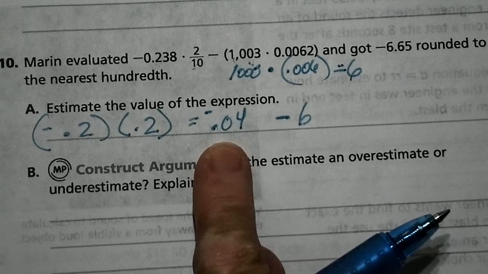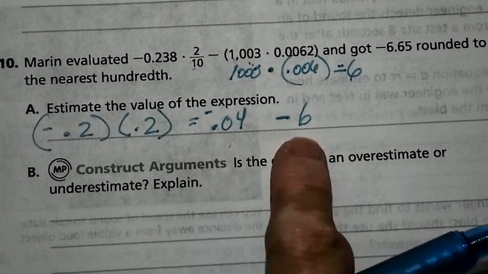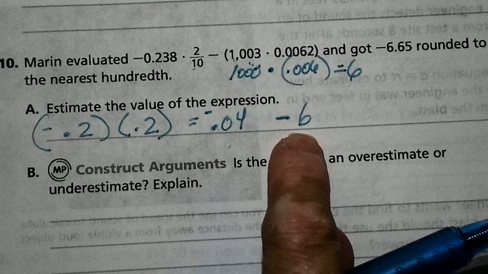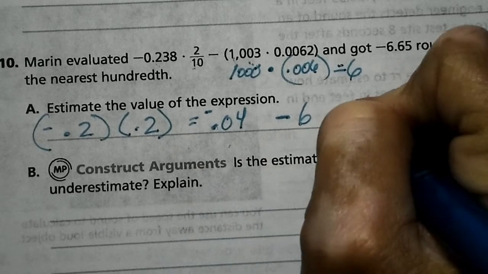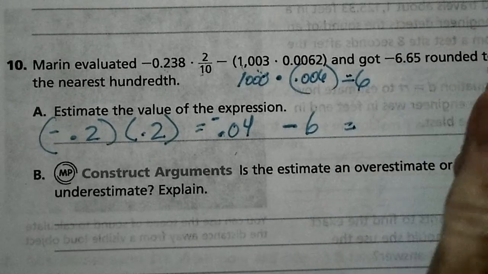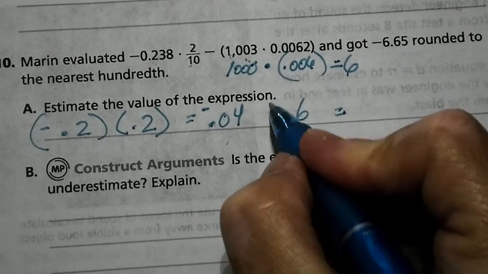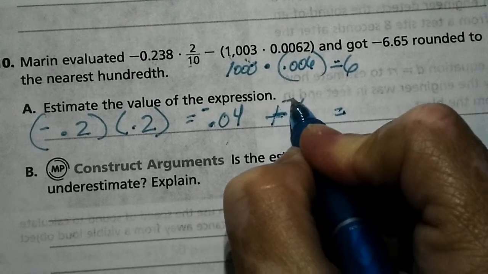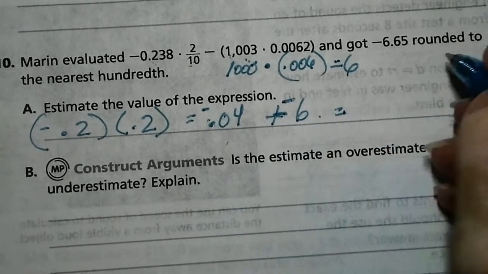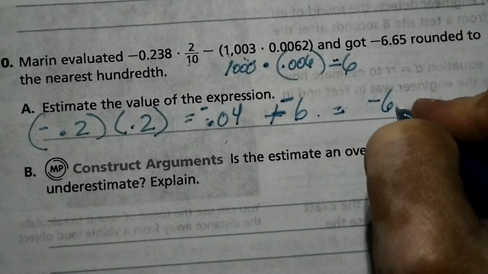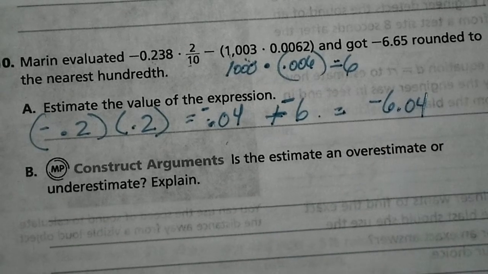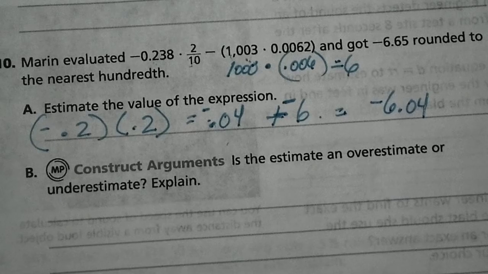So then they're both negative, right? Negative and negative. So, right, remember, add the opposite. Oh yeah. Add the opposite, so they're negative. So you would get negative 6.04.